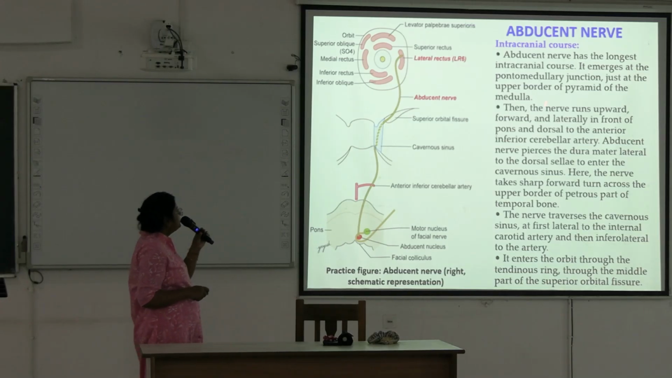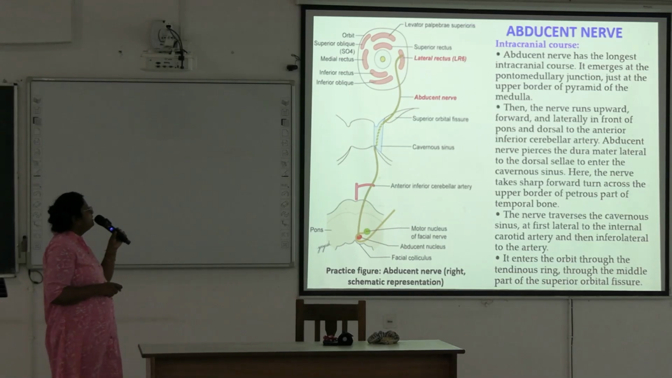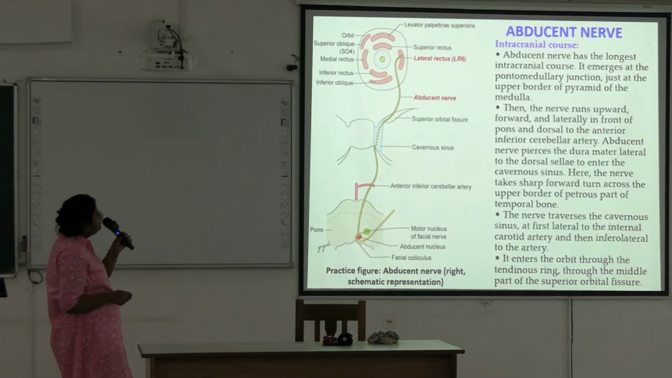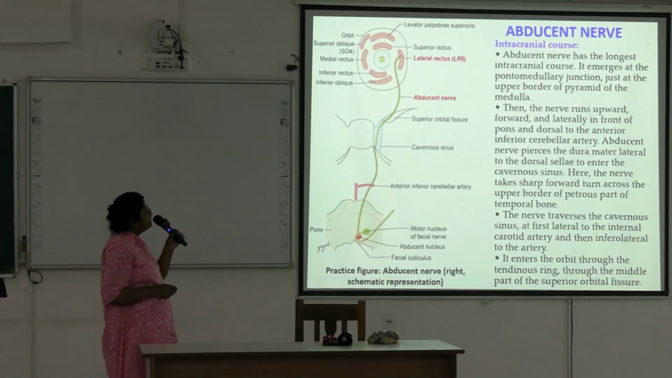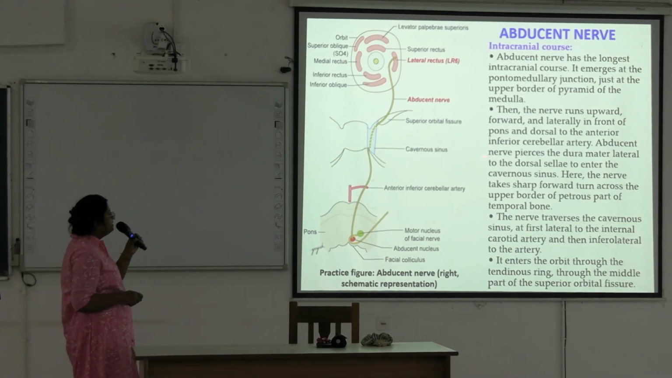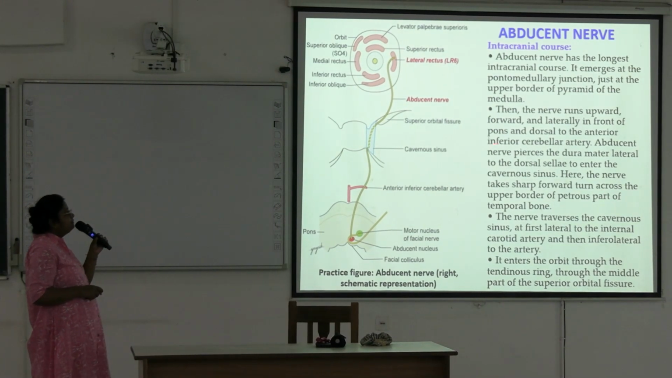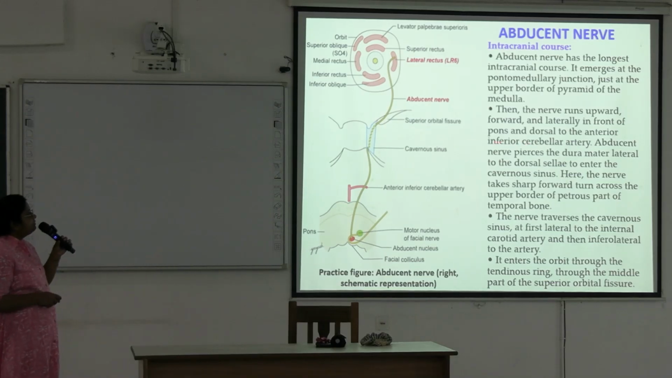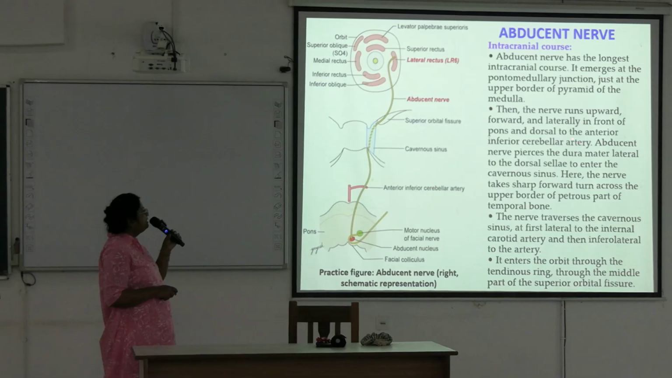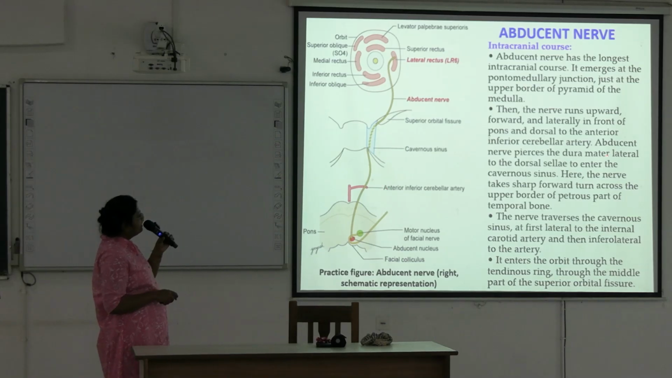Next we go to the intracranial course. The abducent nerve has the longest intracranial course. It emerges at the pontomedullary junction just at the upper border of the pyramid of the medulla. Then the nerve runs upward, forward and laterally in front of the pons and dorsal to the anterior inferior cerebellar artery. Here you can see it is coming out from the pontomedullary junction and lies dorsal to the anterior inferior cerebellar artery.